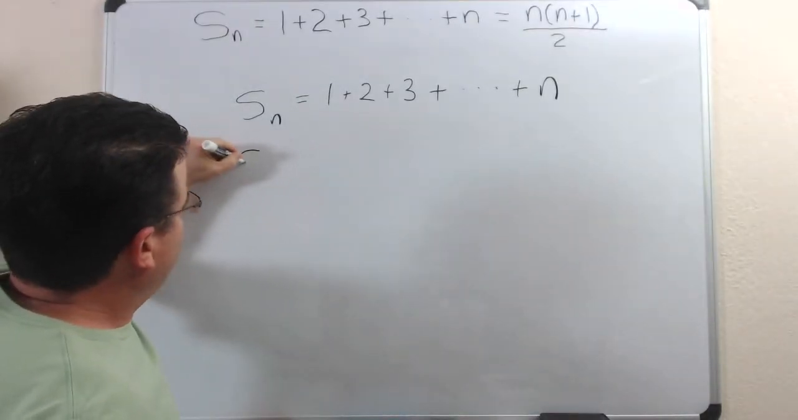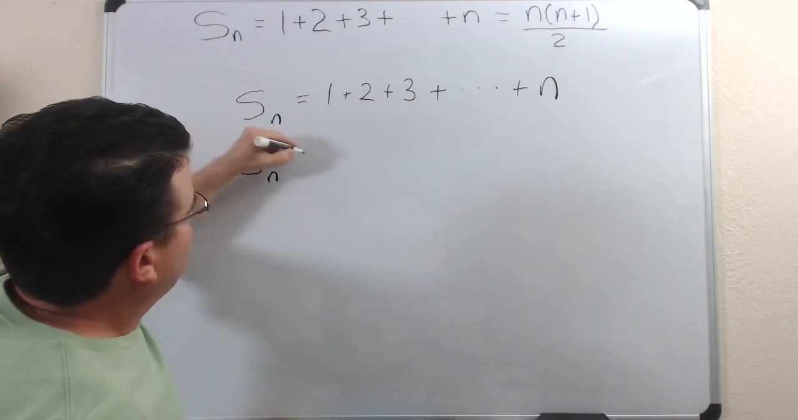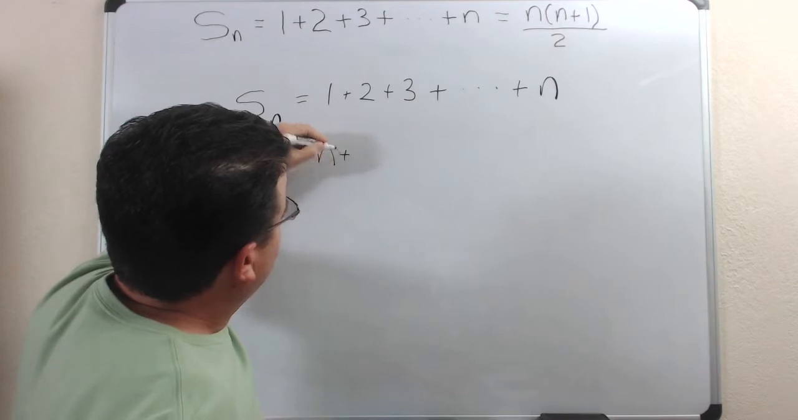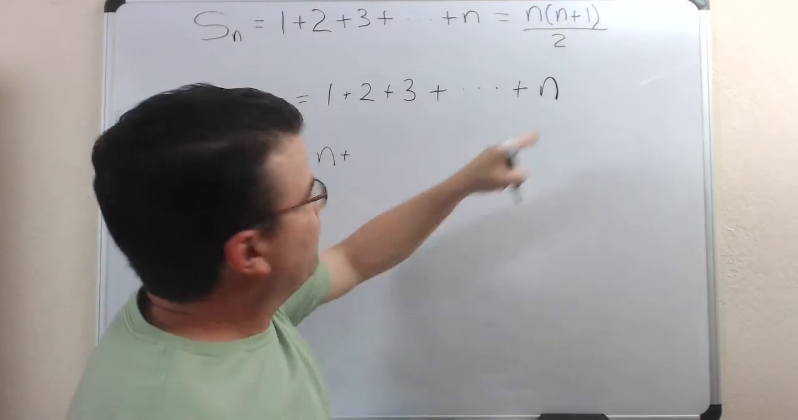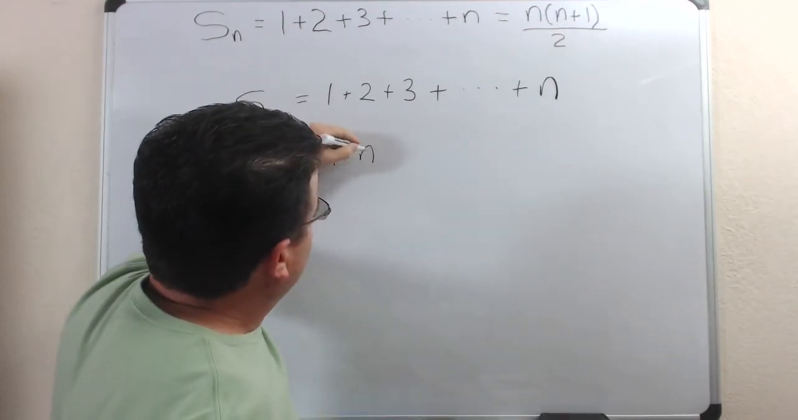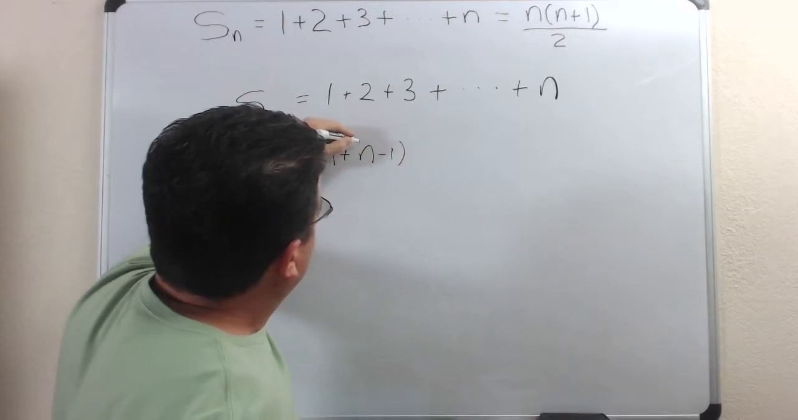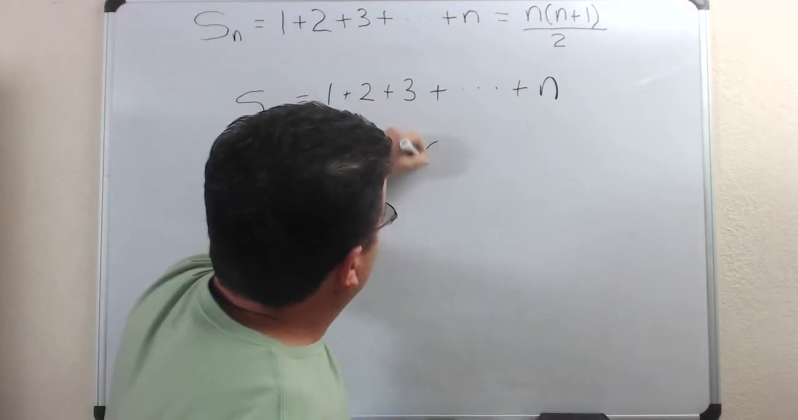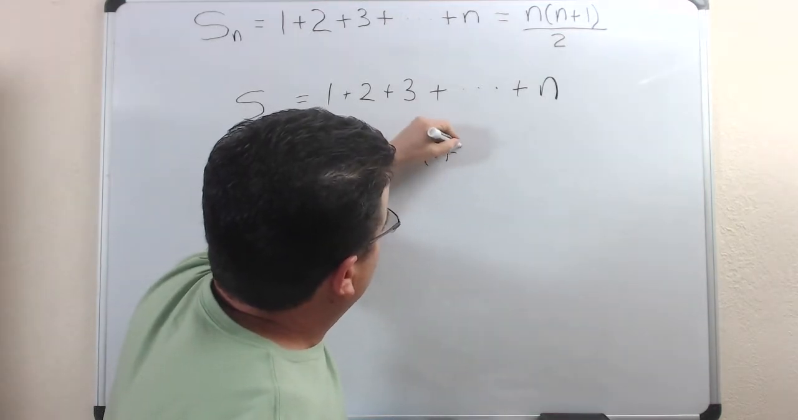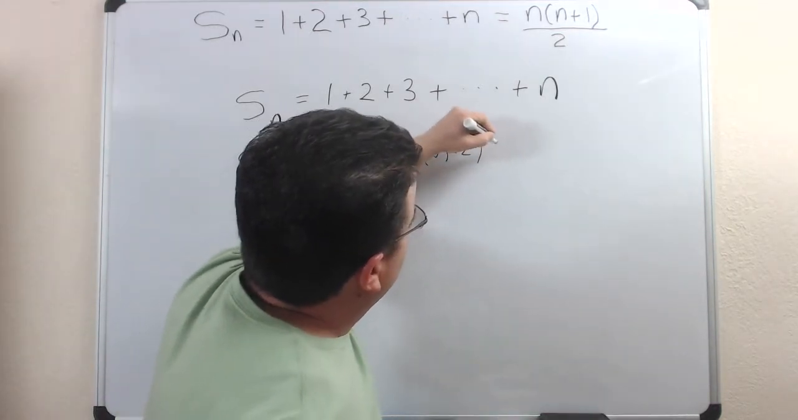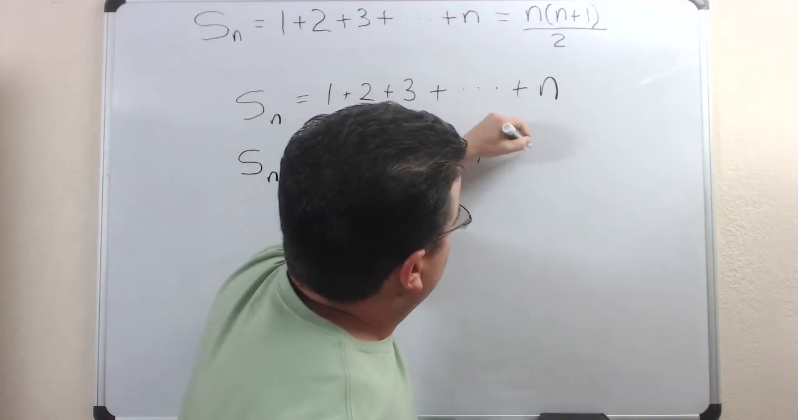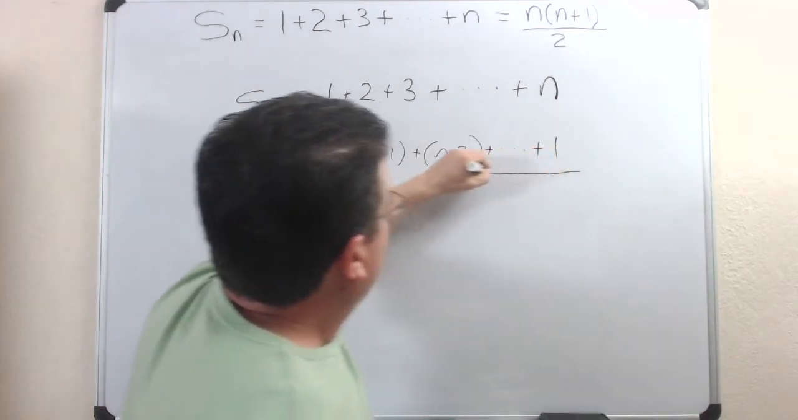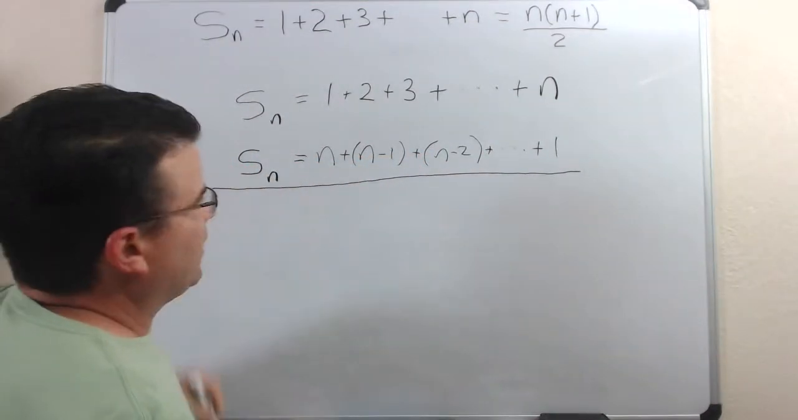So S sub n equals n plus the integer before n, which is n minus 1, plus the integer before n minus 1, which is n minus 2, and then plus dot dot dot all the way down to 1. And then I'm going to add these two equations together.